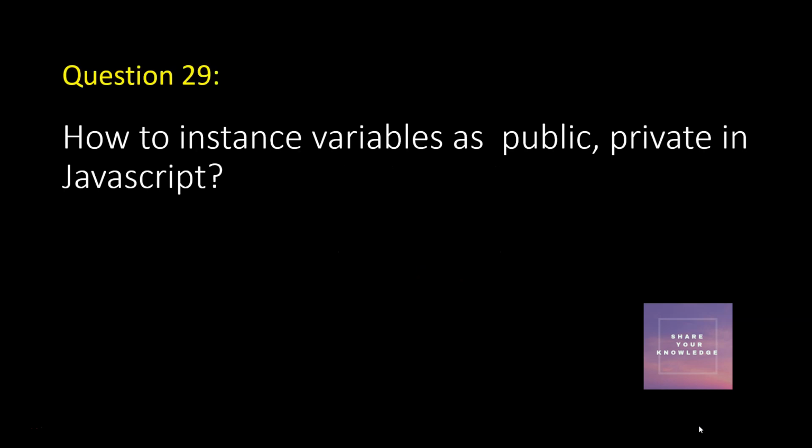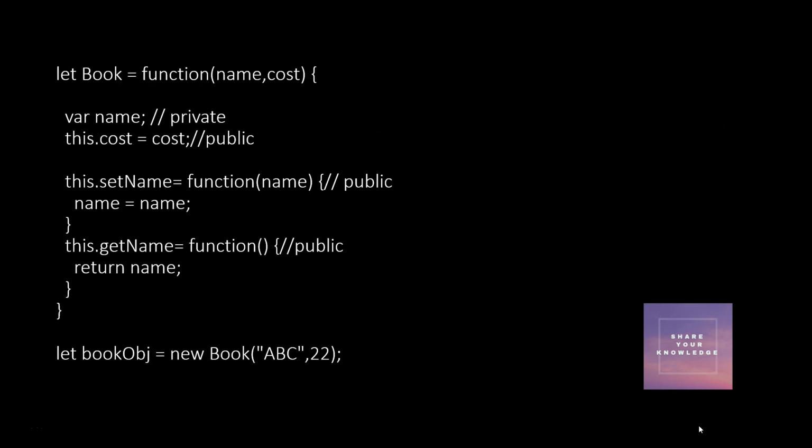So let's see question 29. The question is how to make instance variables public and private in JavaScript. This could be easily done in classical languages like Java and C++. You would have just put public A, private A, and this will happen. But is it possible in JavaScript? Yes, it is possible. We don't have such explicit names, but you can do it easily.